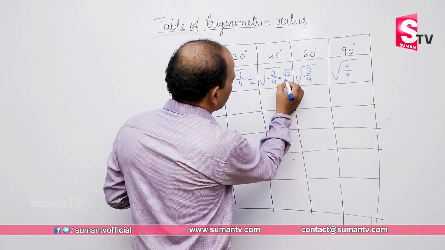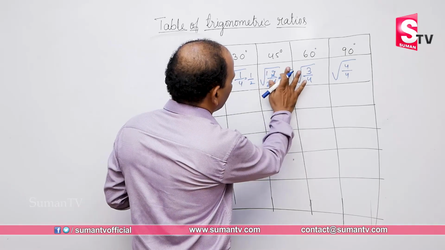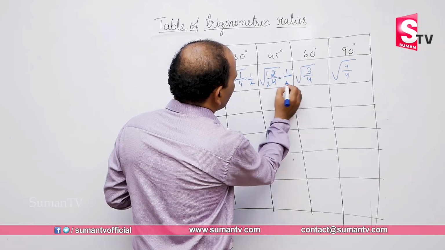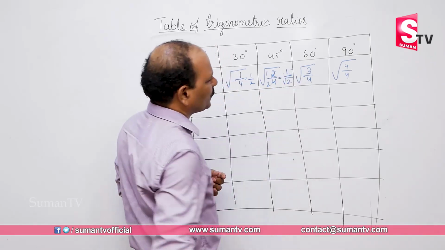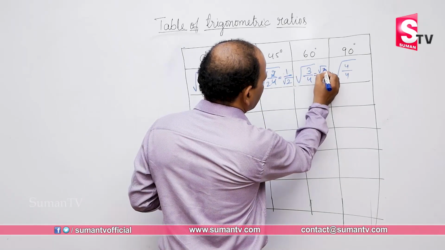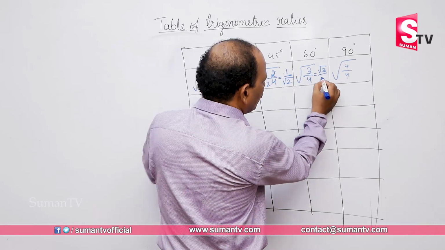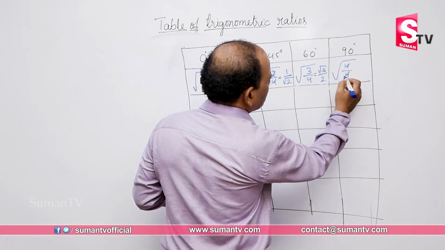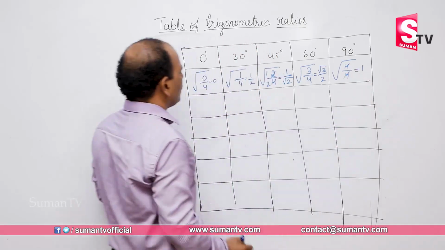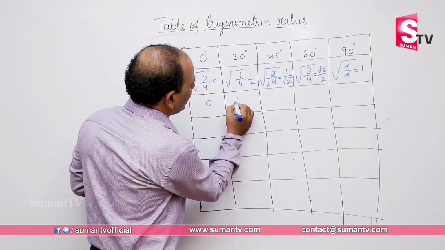After cancellation it is 1 by 2. Square root of 1 is 1. Square root of 2 is root 2. Next, root 3 is not a perfect square, so root 3 by square root of 4, which is 2. For 4 by 4, the 4 gets cancelled, so 1, and the square root of 1 is 1. Now 0, then 1 by 2.